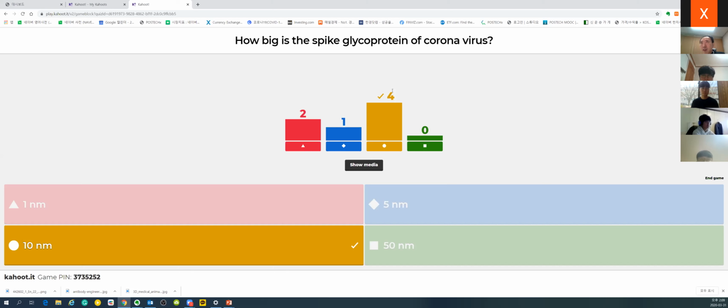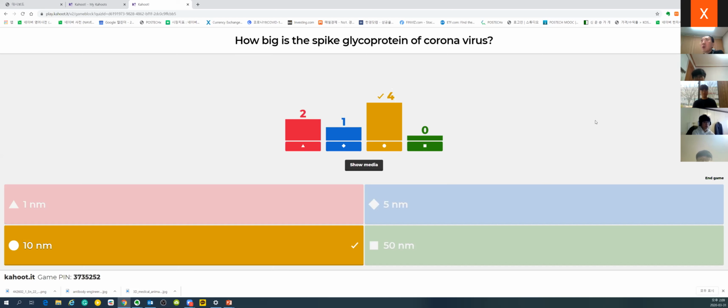Sejin, you think differently? No, I think so. 10 nanometer is a little big protein. Okay. So now we have a picture of a 100 nanometer virus particle, and then a thin layer around it, and then a spike protein on the surface that is about 10% of the size of the virus.